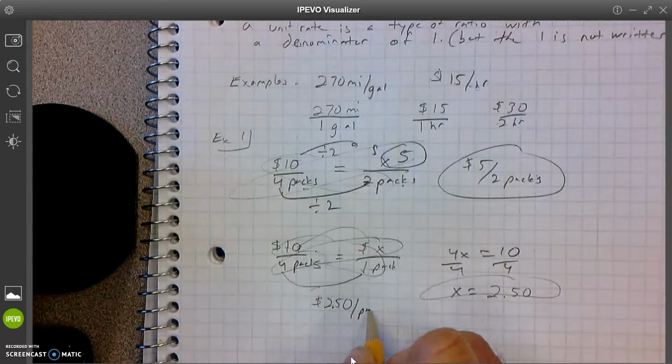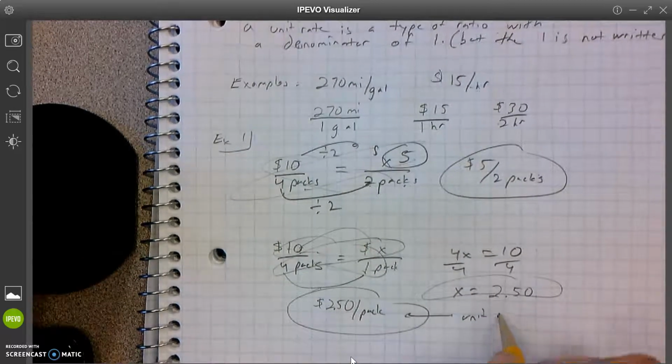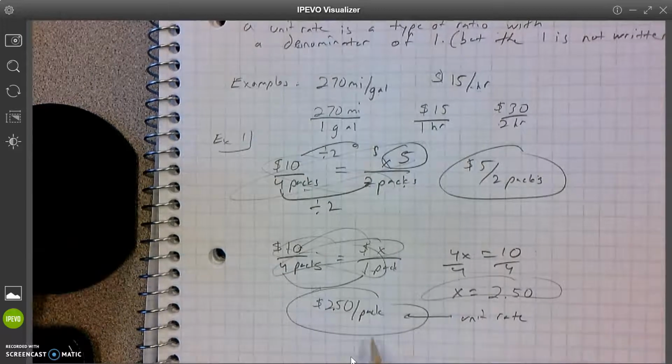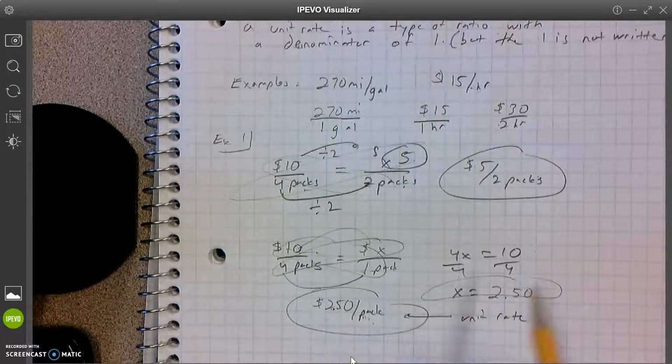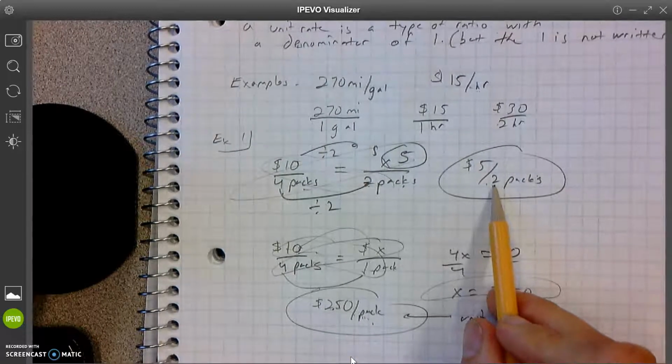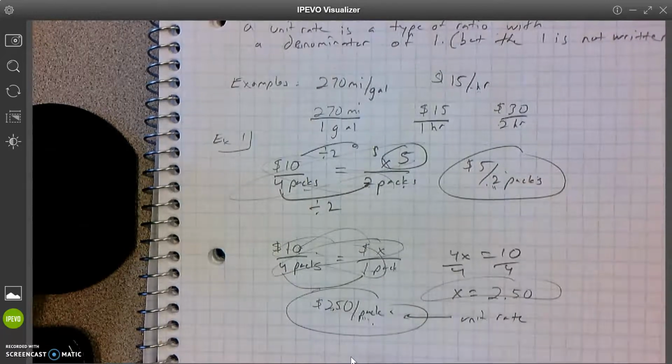All right. So we have $2.50 for every pack of Diet Coke. This right here is the unit rate. Why is it a unit rate? Because it has 1 as the denominator. So it's a ratio with 1 as the denominator. So it's $2.50 for every pack. This is just another ratio, like we did for the first one. That's the difference between what we did last time and what we're doing now.